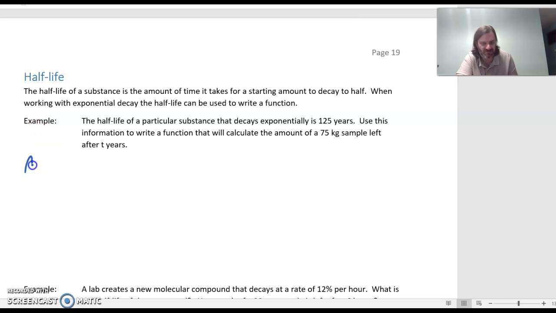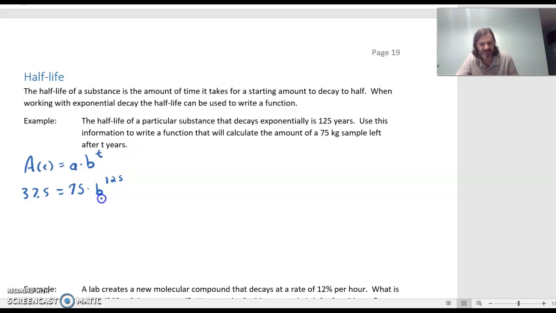Well, we know that we have the exponential function model, A of t equals A times b to the t. Now we can use this 75 to start with, but we don't have to. But basically what it's saying is that if we start with 75 for the A, we might not know the rate, but we know after 125 years for the t that we should be left with half of 75. So half of 75 is 37.5.